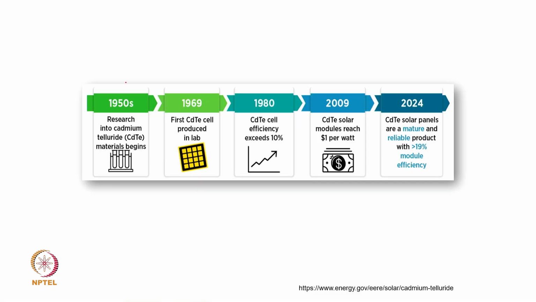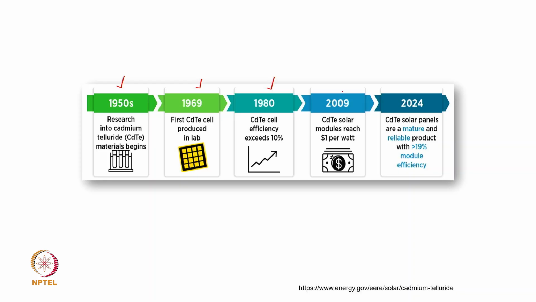It starts in 1950, where the research on the material, that means cadmium telluride, started in the 1950s. And almost 20 years later, around 1969, the first CdTe cell was fabricated in the laboratory. And then again, almost after 10 years, a CdTe cell with efficiency more than 10% was demonstrated. So, there is progress.